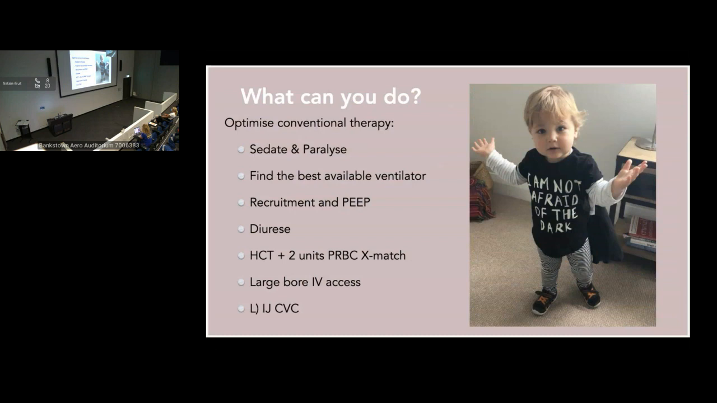Optimise their hematocrit, because when they go into ECMO, they're going to bleed. So you want to ensure that you've got 2 units of packed cells cross-matched. You want to make sure that they've got large bore IV access, because they can become quite hypovolemic very quickly. And you want to make sure that if they've got a right IJ CVC inserted, that's changed over to the left side, because the right side will be used for cannulation of the return cannula into the SVC.